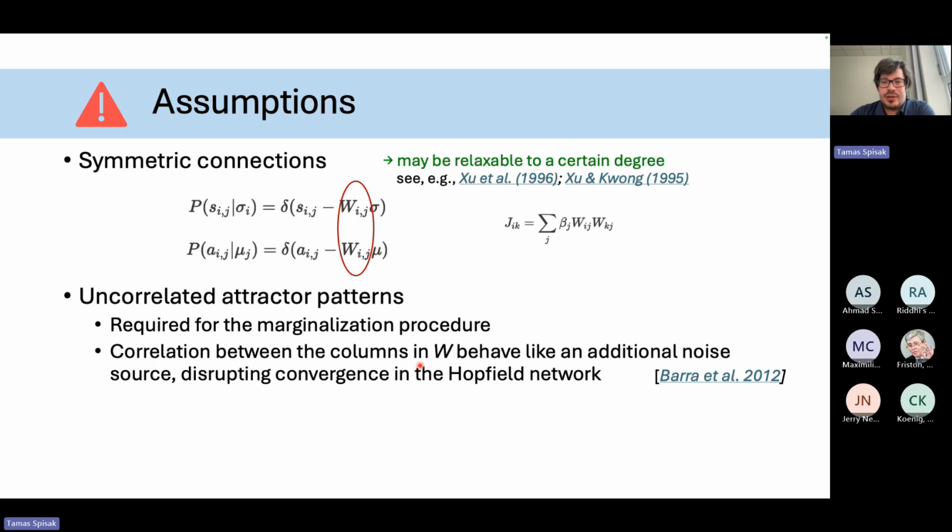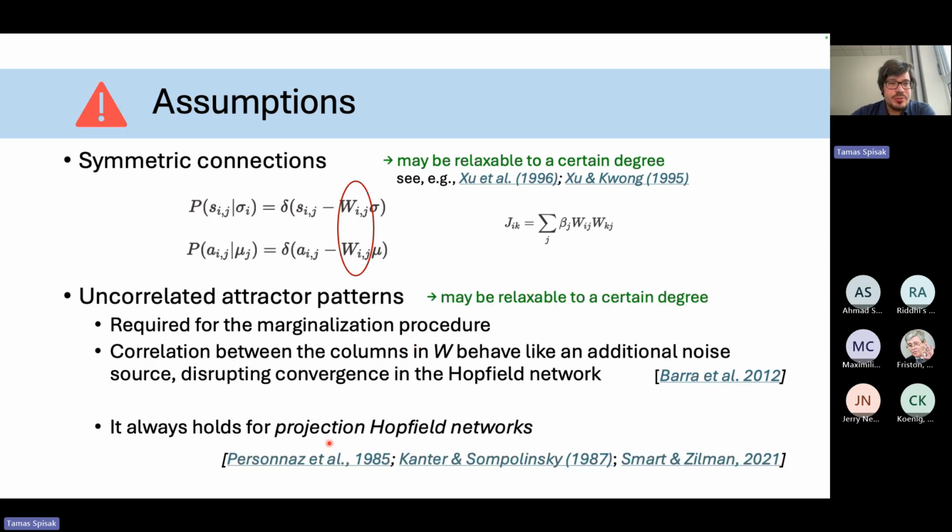But this duality and the general idea should still hold in that case, at least with mild violations of this assumption. And importantly, this orthogonality assumption might be quite a reasonable one, because keeping the attractors orthogonal is one of the most efficient ways to maximize the capacity of the attractor network itself, while removing spurious states. So this is actually called projection Hopfield networks in the literature.